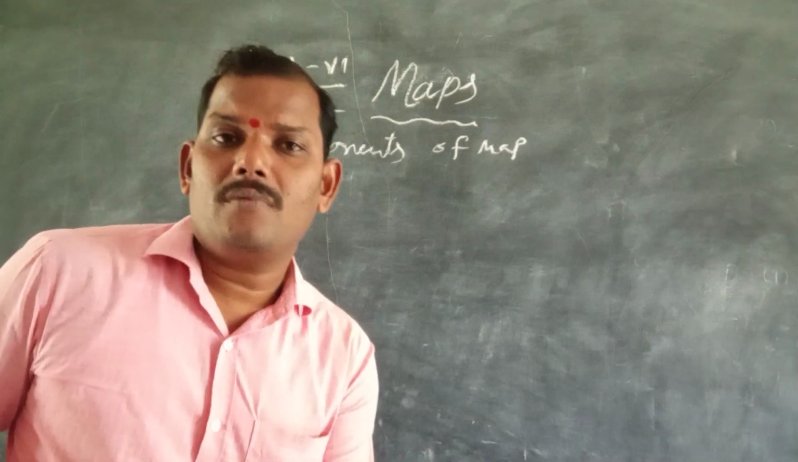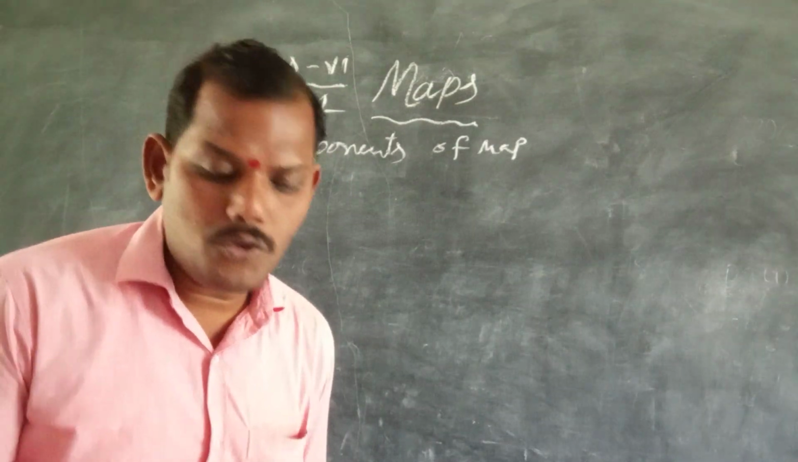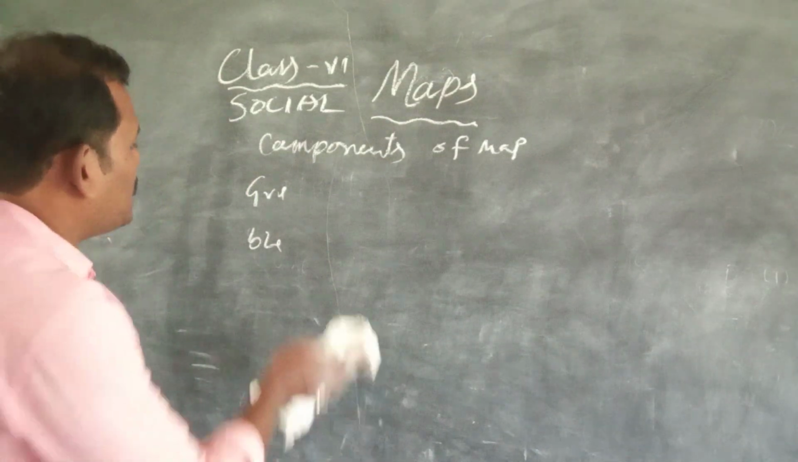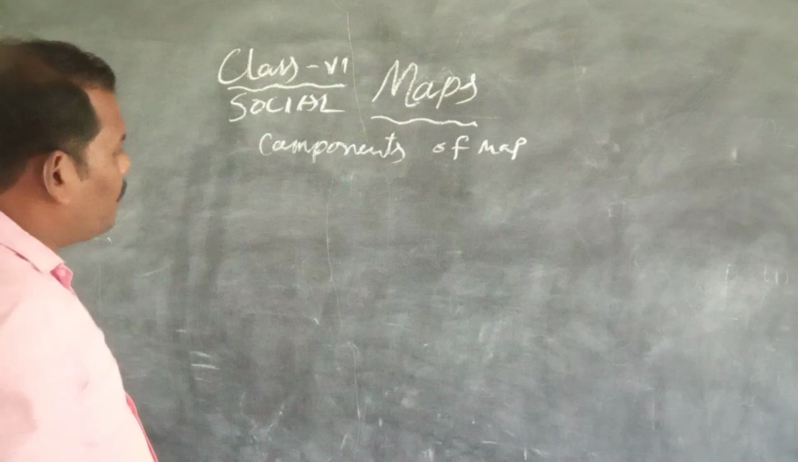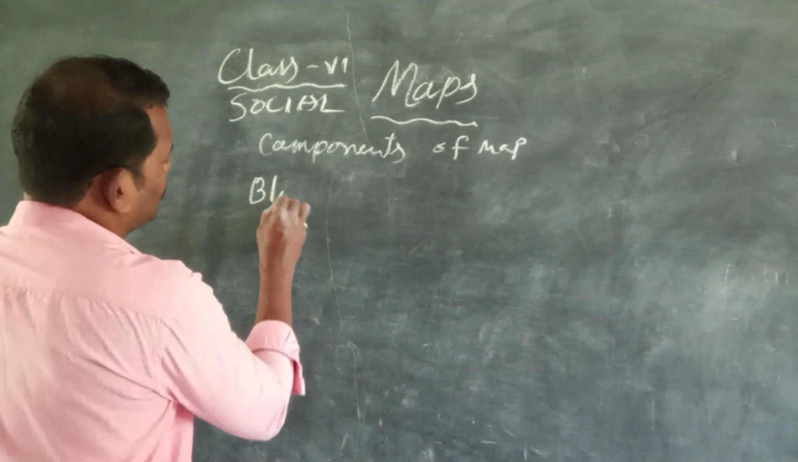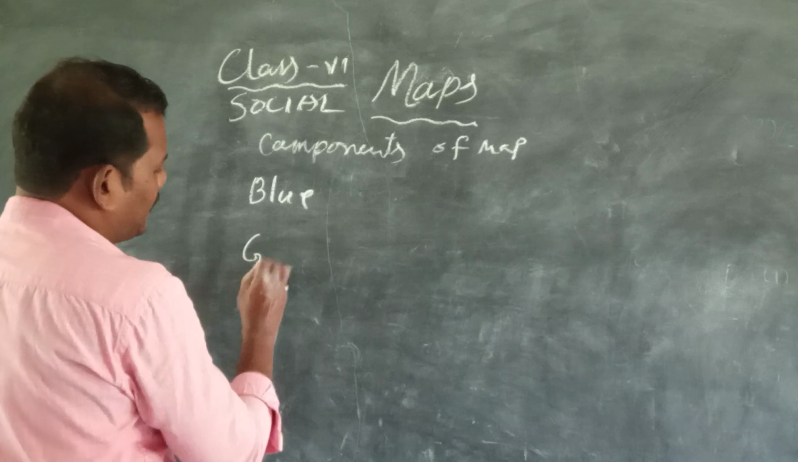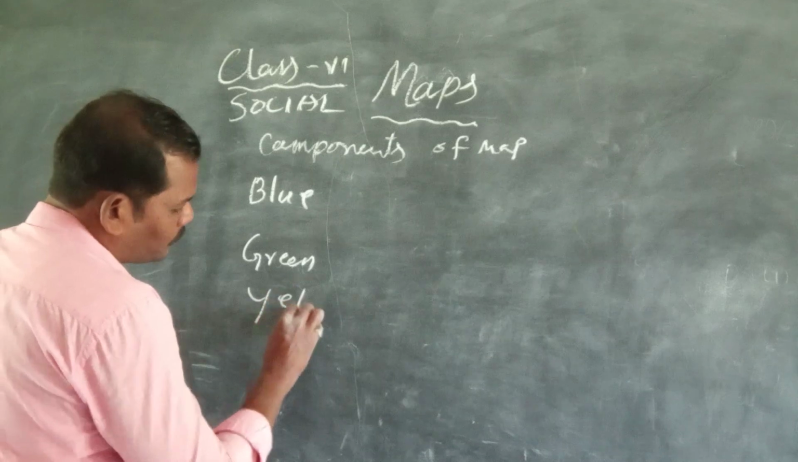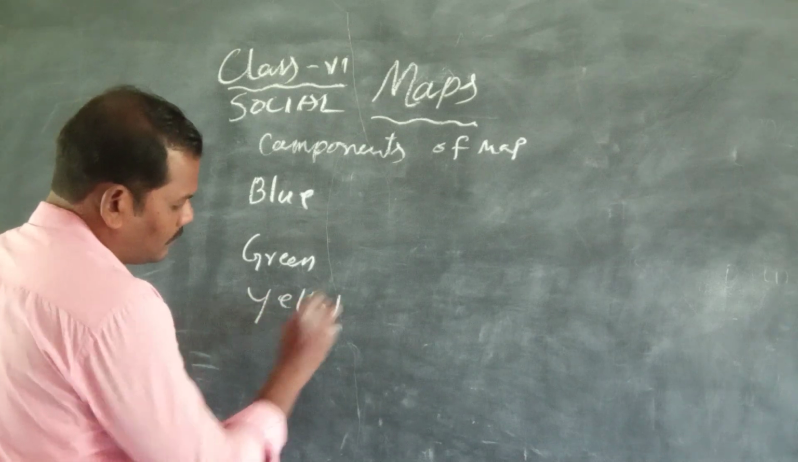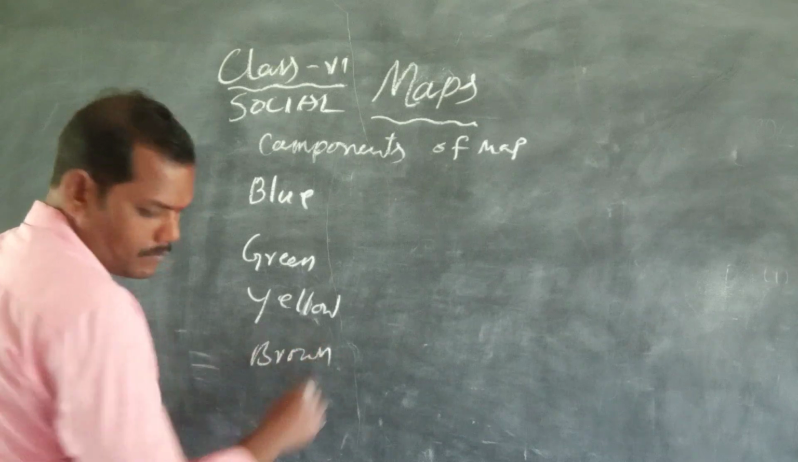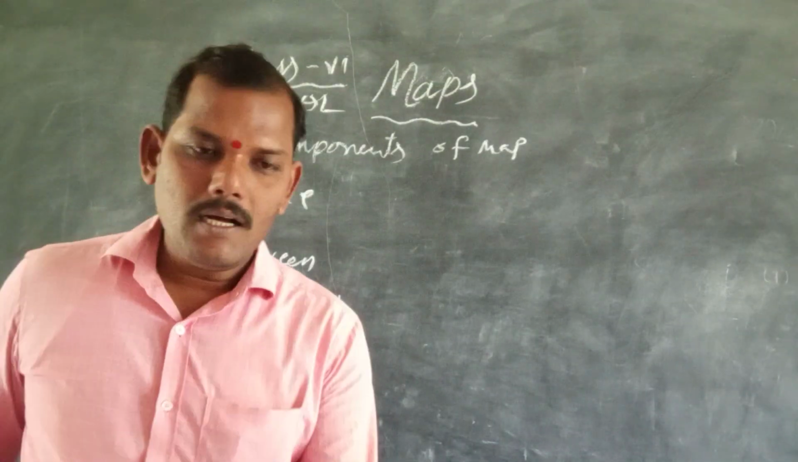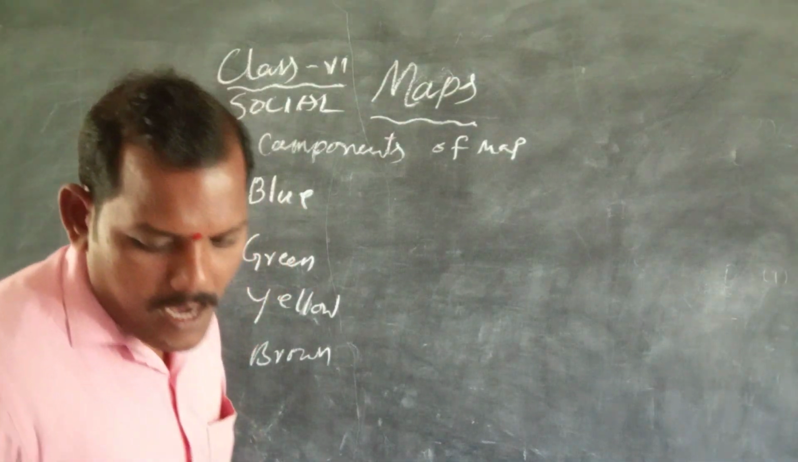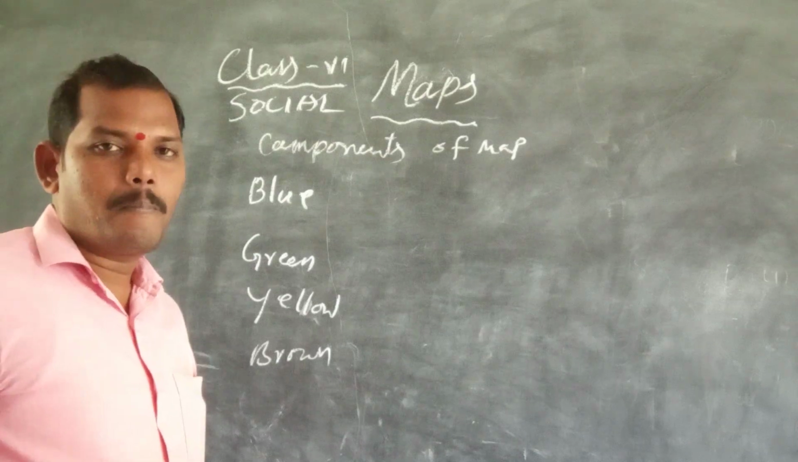Generally, the basic colors are used in the map. Those are blue color, green color, yellow, brown. These are the basic colors used in the map.